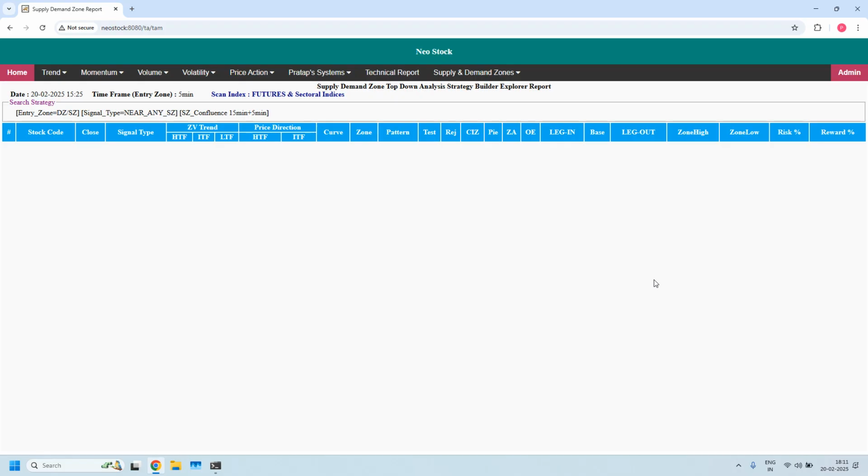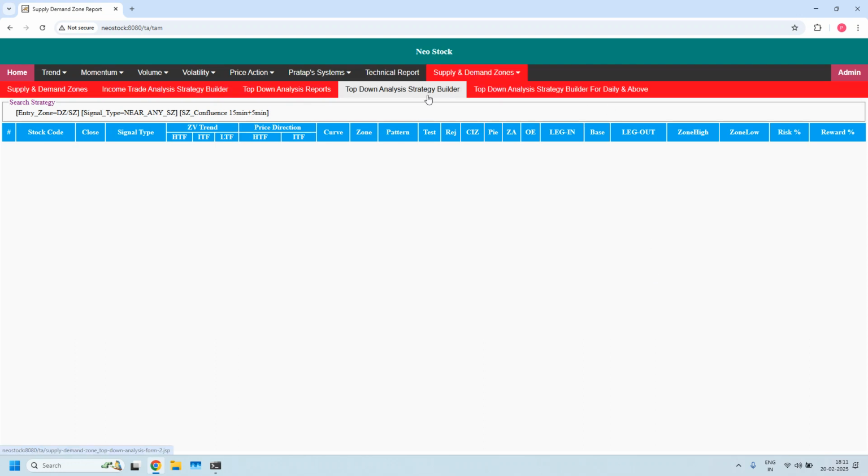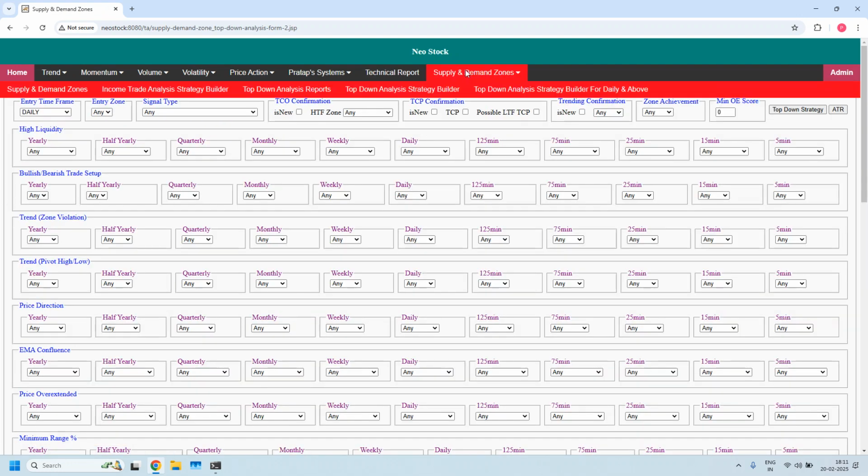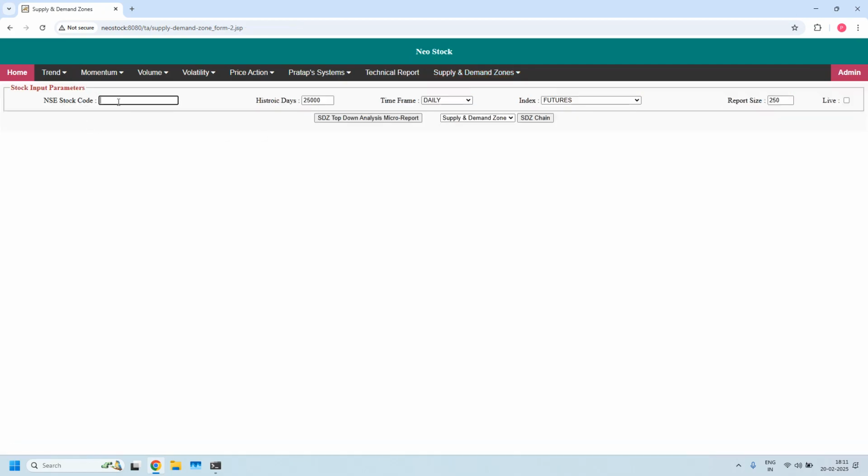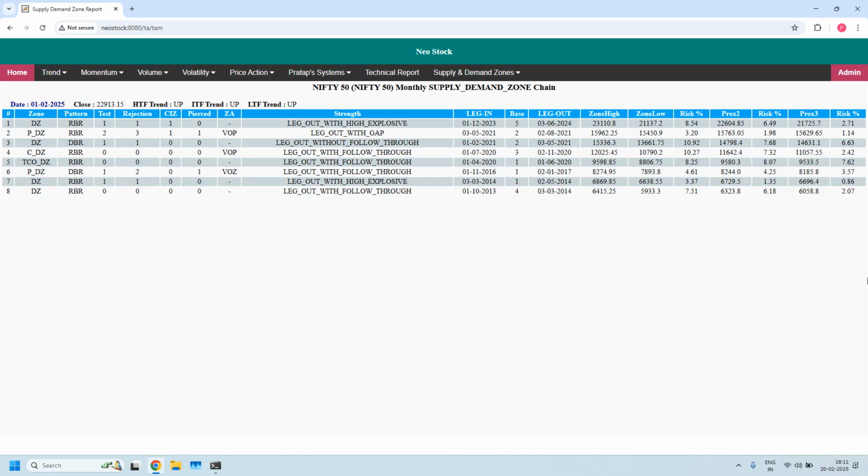And next we will generate NIFTY and BANKNIFTY supply demand zone chain. Let me start with NIFTY. Generating a monthly supply demand zone chain for NIFTY. So this is a NIFTY monthly supply demand zone chain.